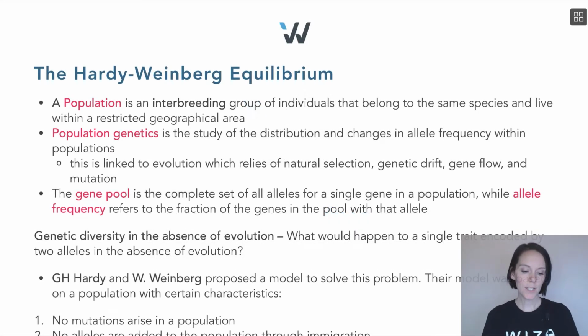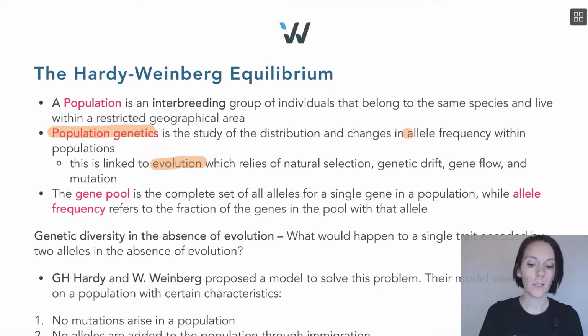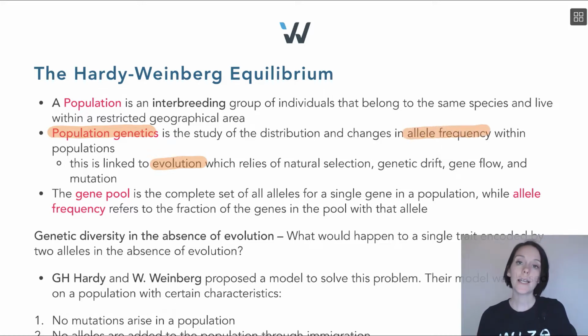So population genetics is the study of allele frequencies within a population and how it changes over time. So this is linked to evolution, which of course relies on natural selection, genetic drift, gene flow, as well as mutations, all leading to changes in allele frequency. And so we can study this using population genetics.